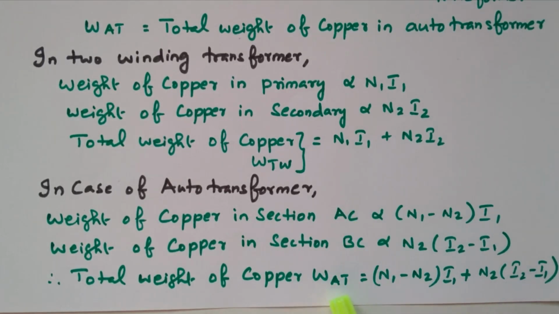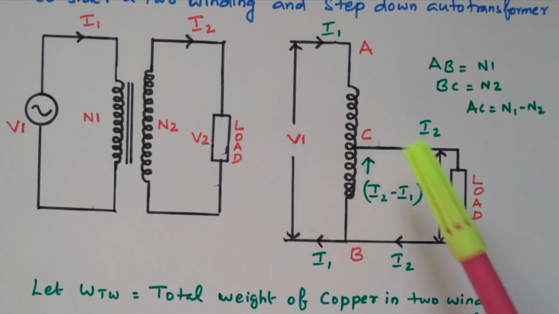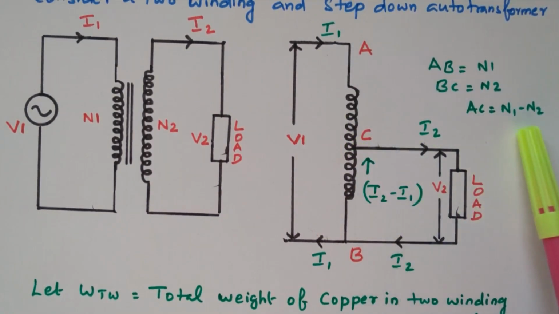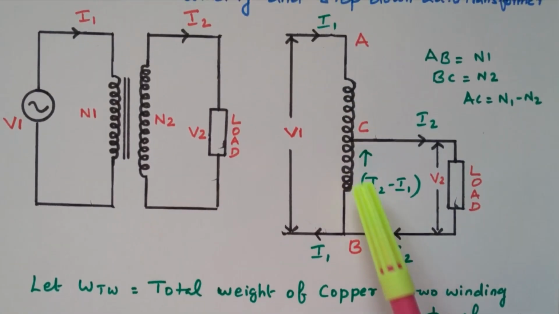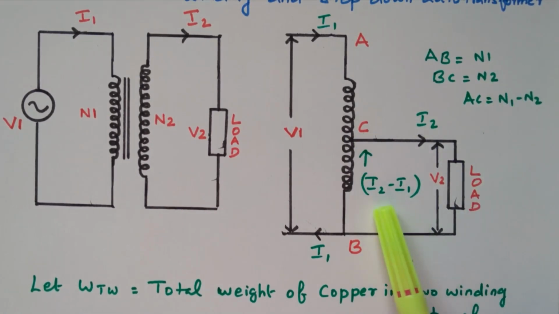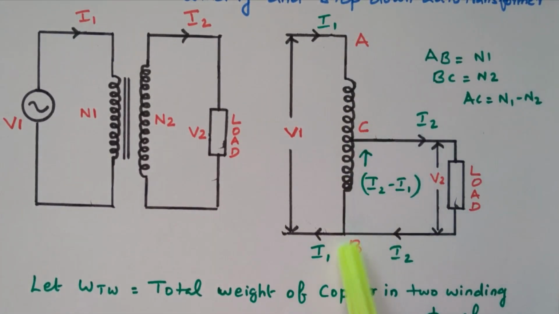So, the total weight of the copper is (N1 − N2) × I1 + N2 × (I2 − I1). Now, we will refer to the diagram. Section AC has N1 − N2 turns, and the current flowing is I1. Similarly, the second section BC has N2 turns, but the current flowing is I2 − I1. So, we consider AC and BC.